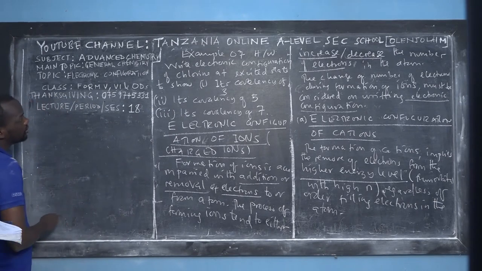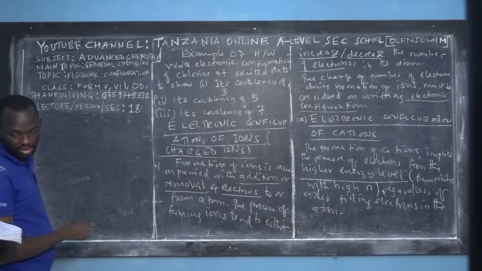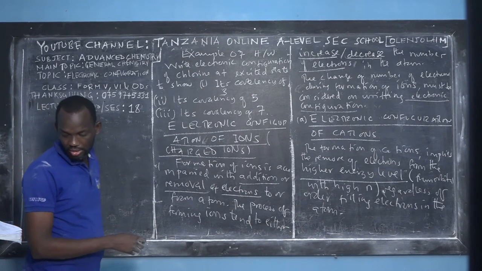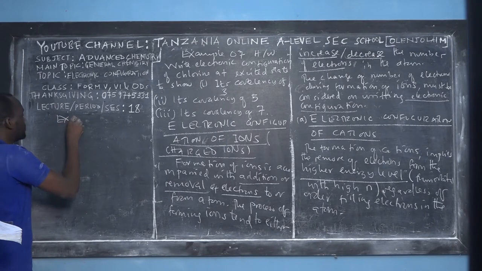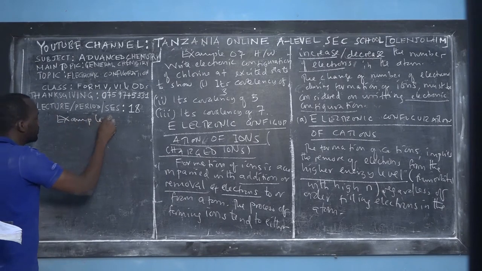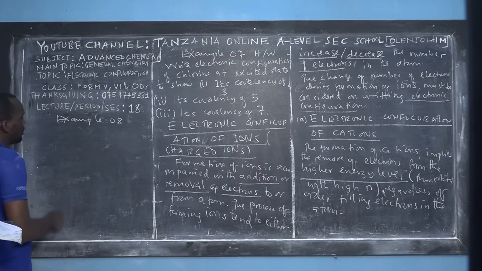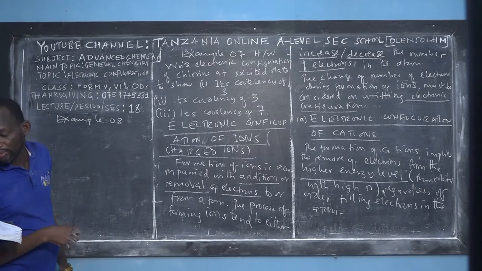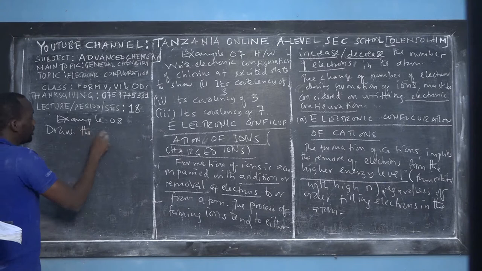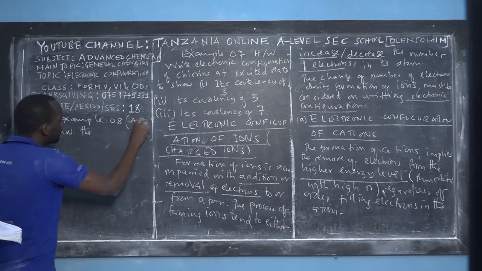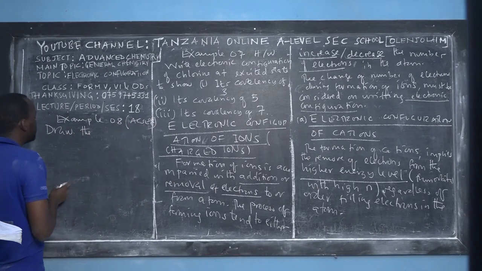This is because that was example 7. Let's go to example 8. Example 8 says: draw electron configuration of the following ions. It's frequently asked, and it's mostly asked in the advanced certificate secondary education examination. That's what I'm teaching you.